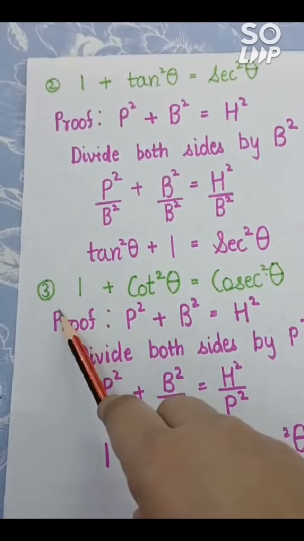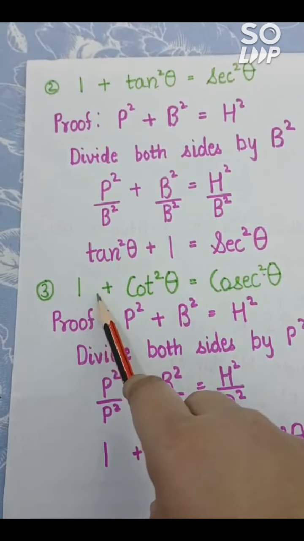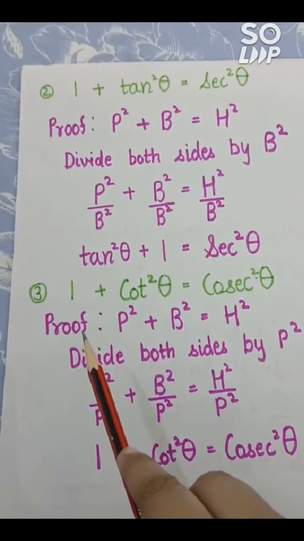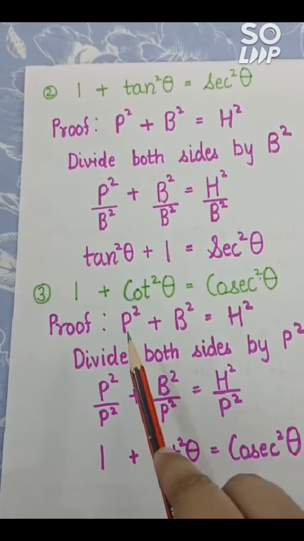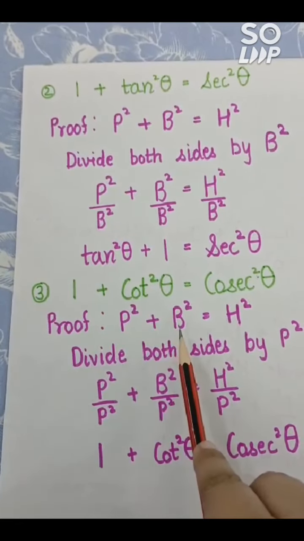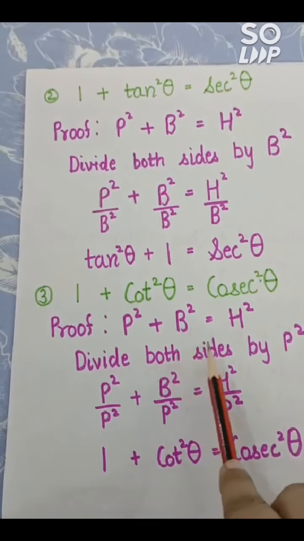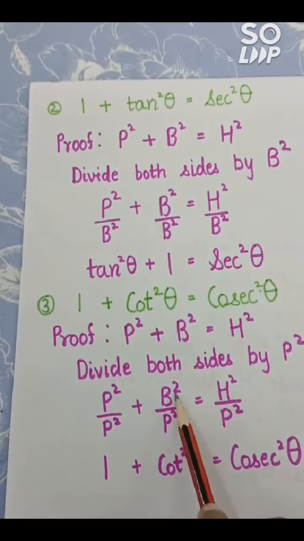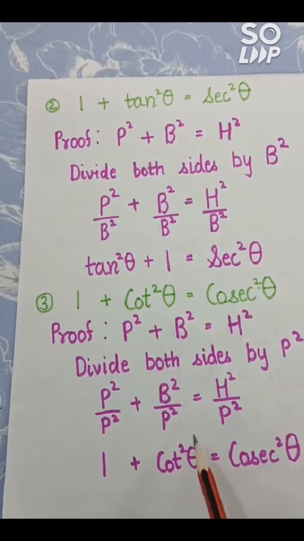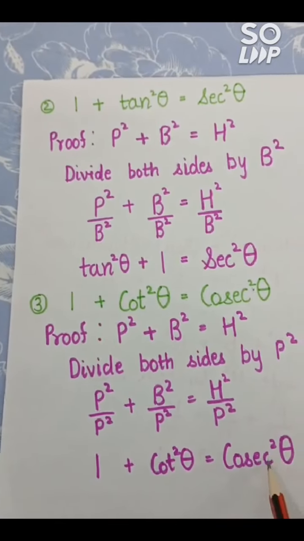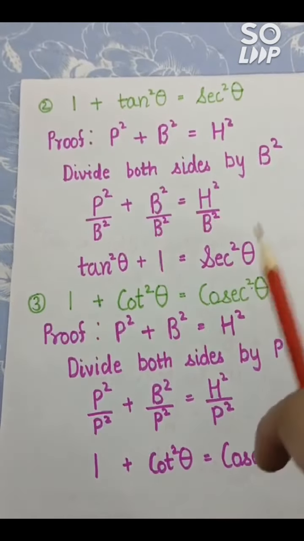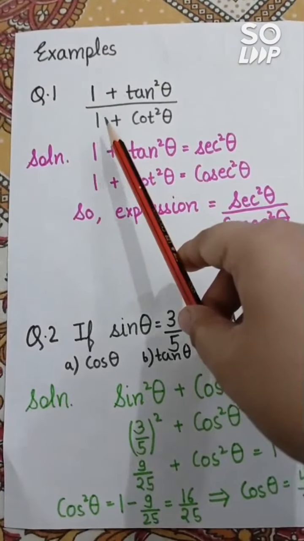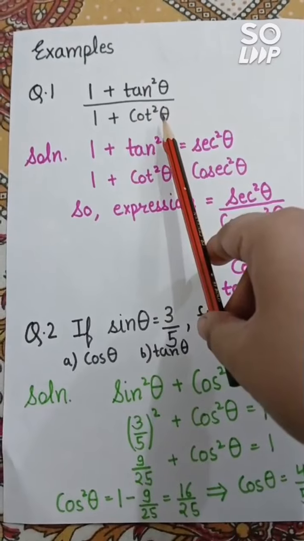Now let's move to the third one. So our third identity is 1 plus cot square theta is equal to cosec square theta. For its proof, let's take again Pythagoras theorem, that is p square plus b square is equal to h square. Divide both sides by p square. So we get p square by p square, that is 1, b square by p square, that is cot square theta, and h square by p square, that is cosec square theta. So how do you feel about this? Isn't this easy? Now let us see some examples on trigonometric identities so we can strengthen our concepts.